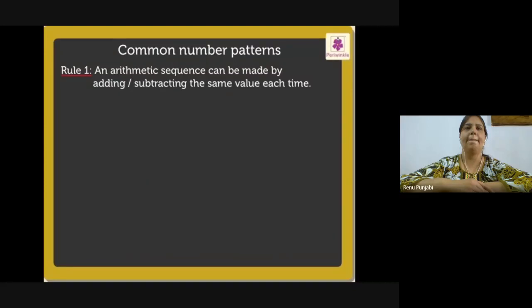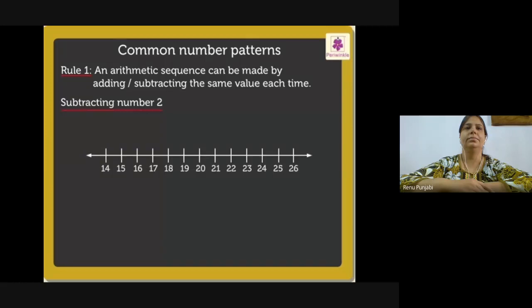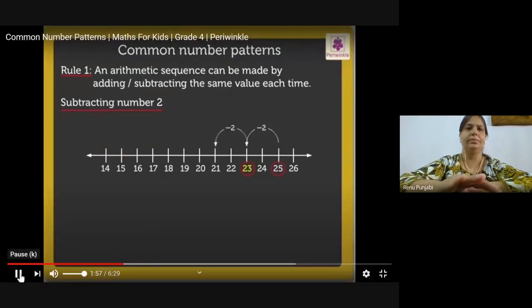Now, let us see how to get an arithmetic sequence by subtracting number 2 each time. Look at the number line. As we will be subtracting, we will be moving towards the left. Start with number 25. So, here on subtracting 2 from number 25, we get the answer as 23. Next, 23 minus 2 is 21.